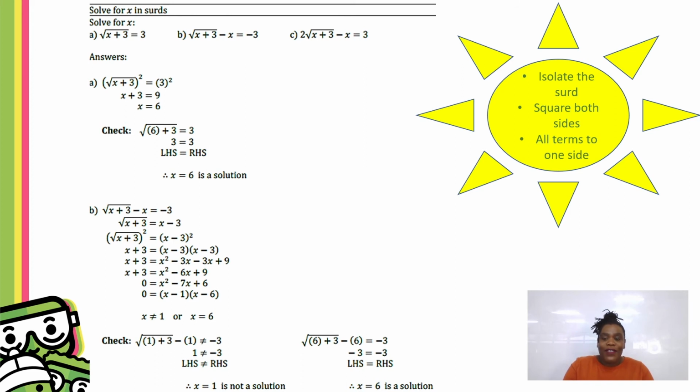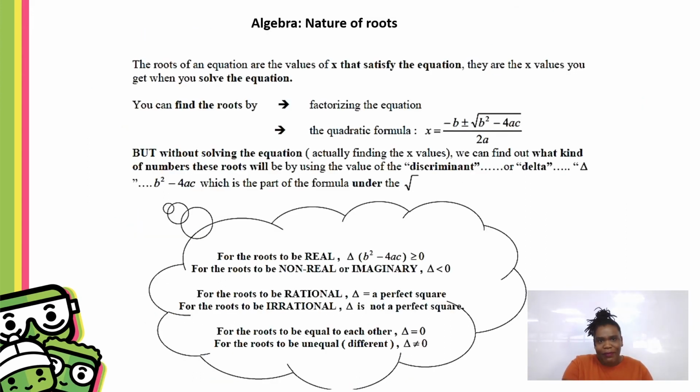And when you have something like that occurring, make sure that you let the examiner know that you know that solution is incorrect. So you go back to these values that you found for x and show by drawing a line through an equals sign, that's a not equals sign, or say this is not a solution. But state very clearly that you know that one of those is not a valid solution. So that's for surds.